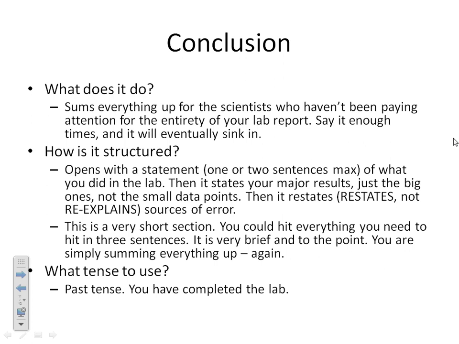Then you want to state your major results. So the big results, not, for example, what was the difference in mass between the beaker with the stuff in it and the beaker on its own. No. Major results, so percent composition. Then after you have stated your major results, you want to talk about sources of error. Do not explain them, just restate them. Just say what they were. So this is your 2 sentences on sources of error.